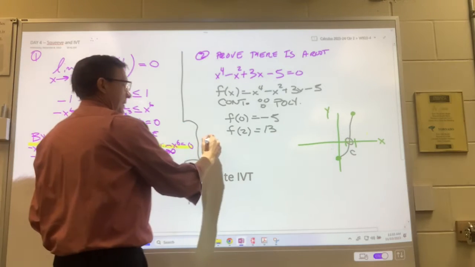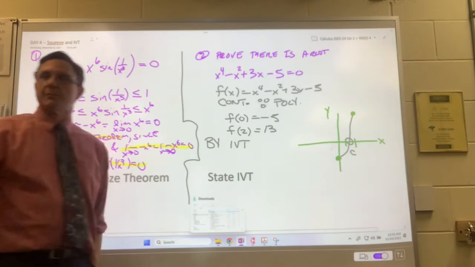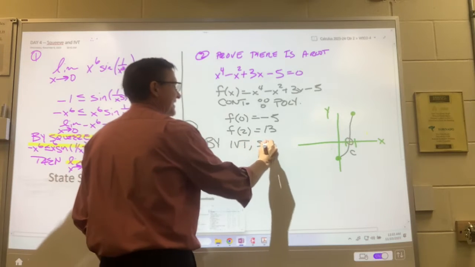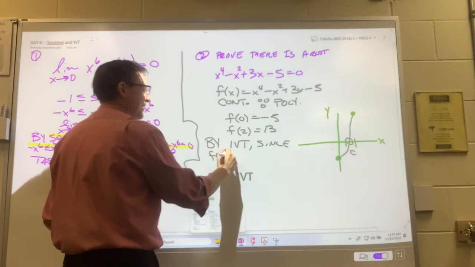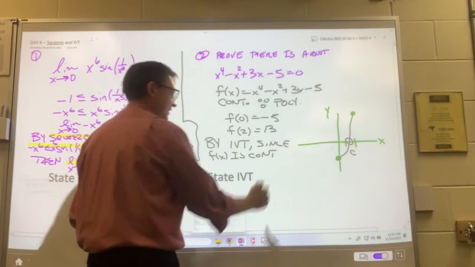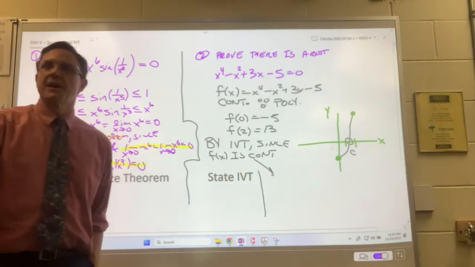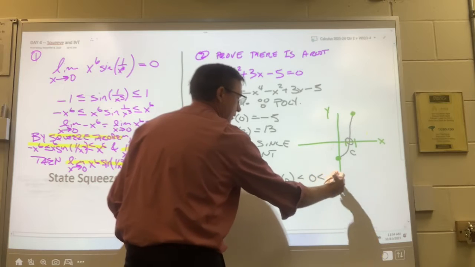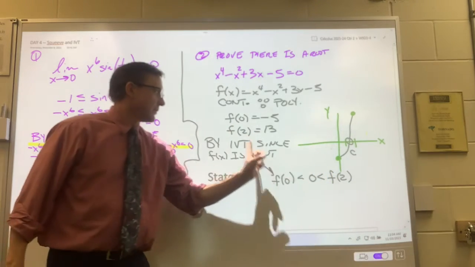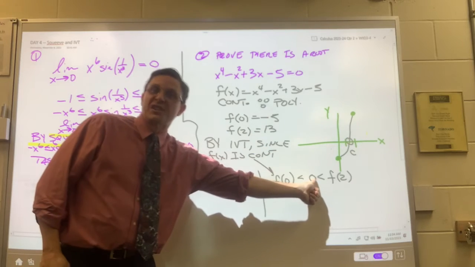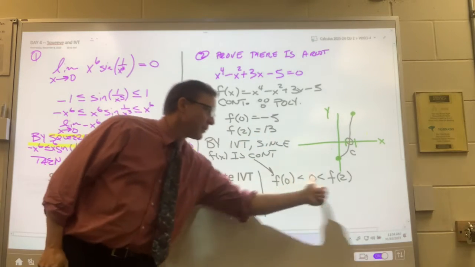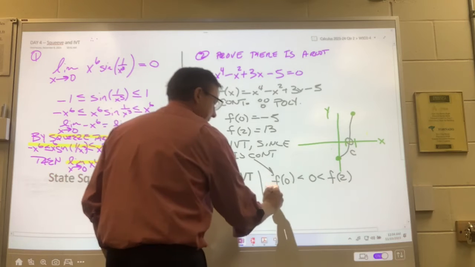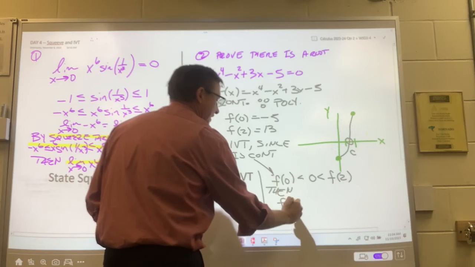So now we've got to spell out the theorem, but we can abbreviate IVT. By IVT, since f of x is continuous, you have to say it's continuous. Since f of x is continuous, and our value is between the two y values, the y value we desire, 0, is between -5 and 13 this time, and I can use whatever notation I want, so I use function notation. Then f of c equals 0.